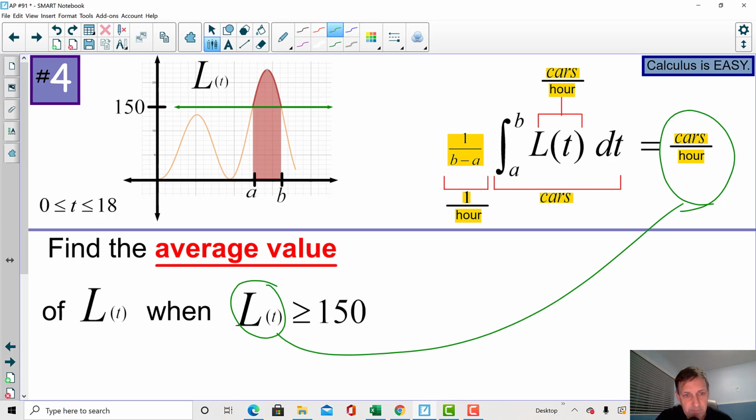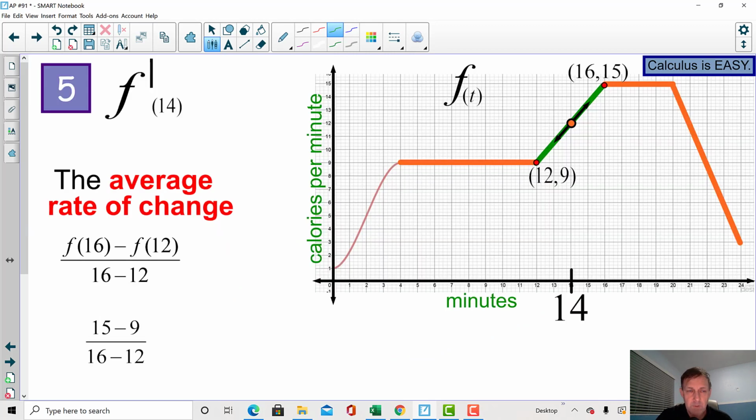All right, let's look at number 5. Number 5 wants us to find f prime of 14, so that's an instantaneous rate of change. But we don't have the equation of this line. So what we're going to do is find the slope of that green line, because every point on that line would have the same slope. So the point right here, when t is equal to 14 minutes, the slope would be the same as any other point on that green line.